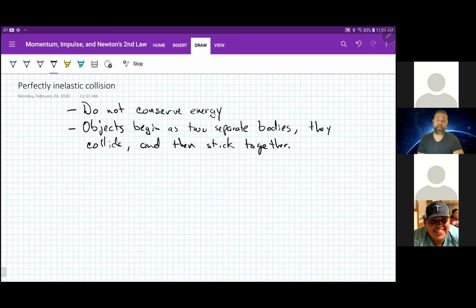This is very common in car wrecks. You'll have two cars, they might hit and they connect and they spin off together and they intertwine. That would be a perfectly inelastic collision. They collide and they stick together. They become kind of like one big mass and they go off, right? So you've got the mass of this car and the mass of this car, and they collide, stick together, and go off as one big mass. That's a perfectly inelastic collision.